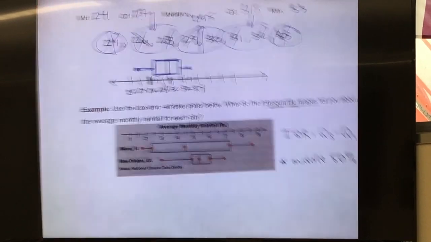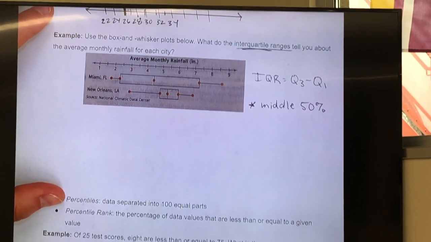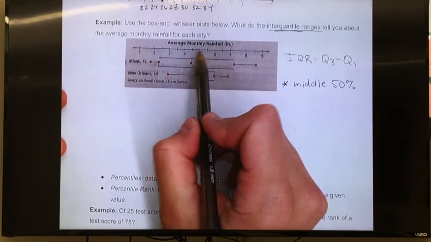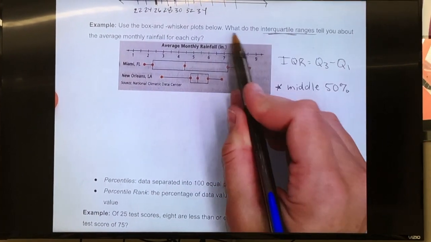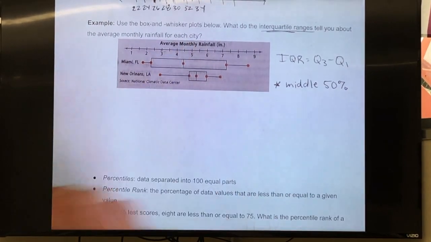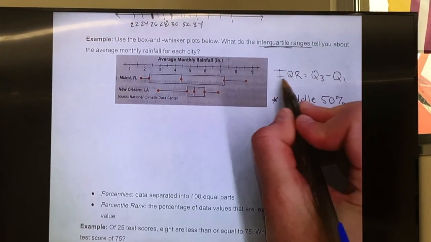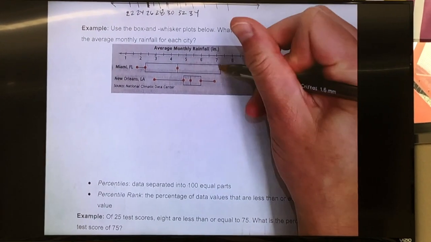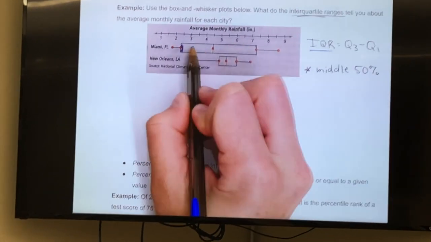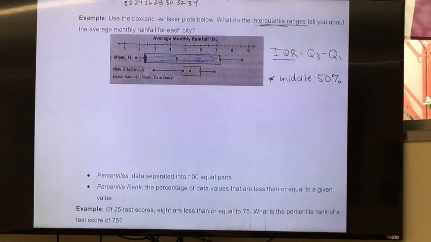All right, another example is you have to be able to look at data and say things about it and what it means in terms of box and whiskers plots. All right, here we go. We have the average monthly rainfall. It says, what do the interquartile ranges tell you about the average monthly rainfall for each city? We haven't learned this word yet, but interquartile range we call IQR. That's the Q3 minus your Q1. It's pretty much this area right here, the big box. That's your interquartile range that we want to discuss.